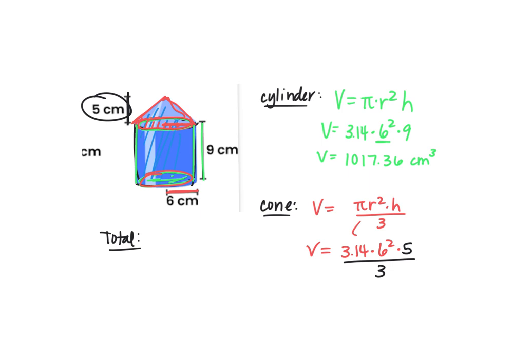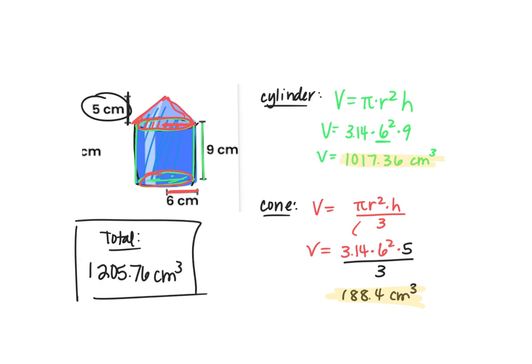Okay, when I type that in, I get 188.4 centimeters cubed. All right, lastly, to get the total, I need to go ahead and add my cylinder volume plus my cone volume together. So I'm just going to add those up real quick. Hopefully I didn't make a mistake. Okay, and my final volume is 1,205.76 centimeters cubed. I just found the volume of a composite figure. So I took a couple different shapes and put them together.